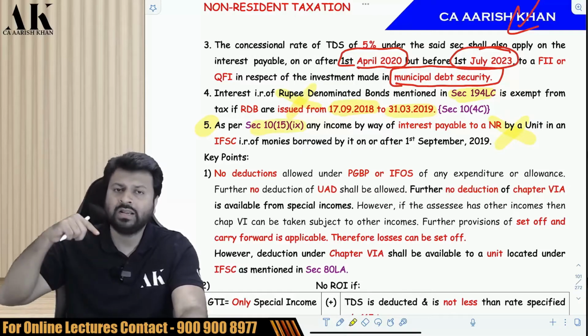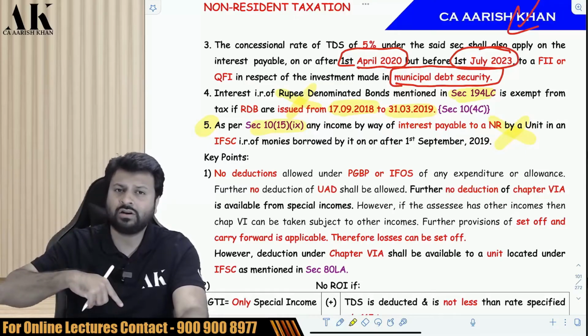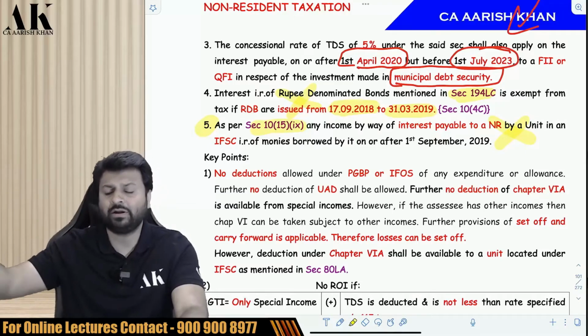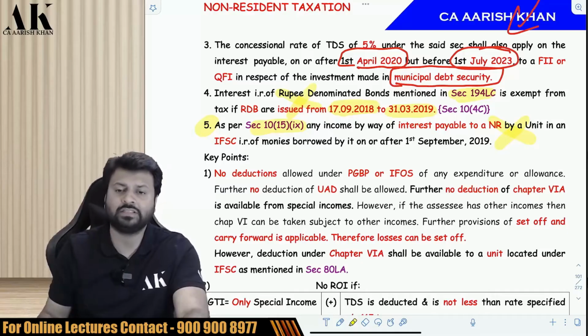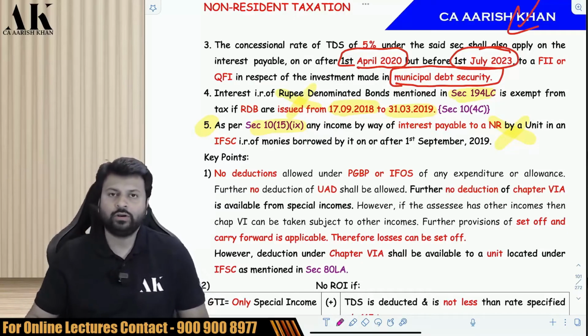Who is the borrower? The unit in IFSC. Who is the lender? Non-resident. And the lender is giving money to the unit, and the unit is making the payment of interest. That is exempt under section 10(15). Check it, please. Now, against this interest and dividend income, are we going to get any deductions?